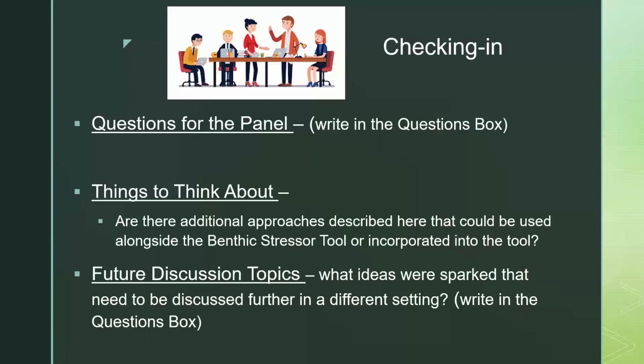Okay, great. We'll be sure to capture that McDonald reference in the references document that accompanies the recording. Next question. What is considered a small data set for water quality data and benthic data for the stressor analysis?